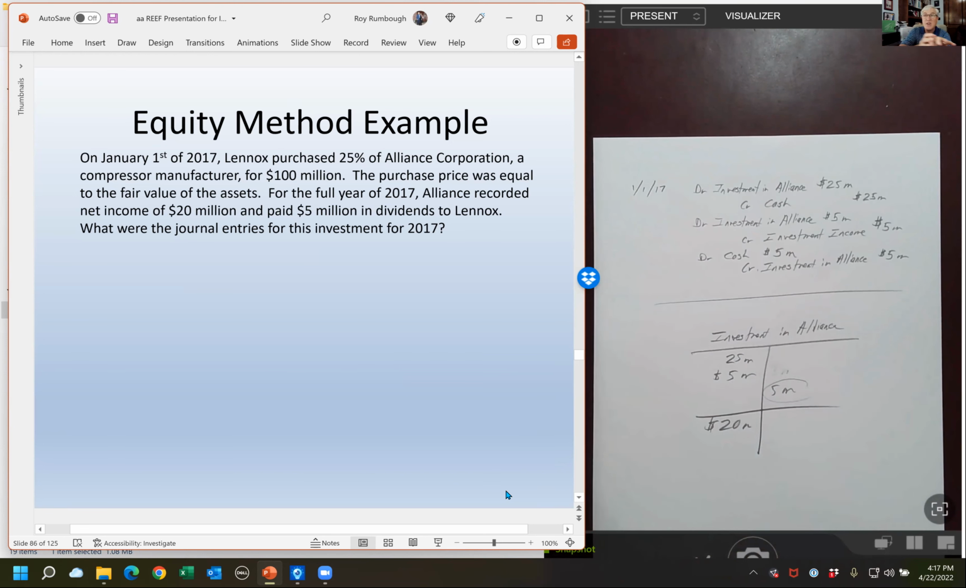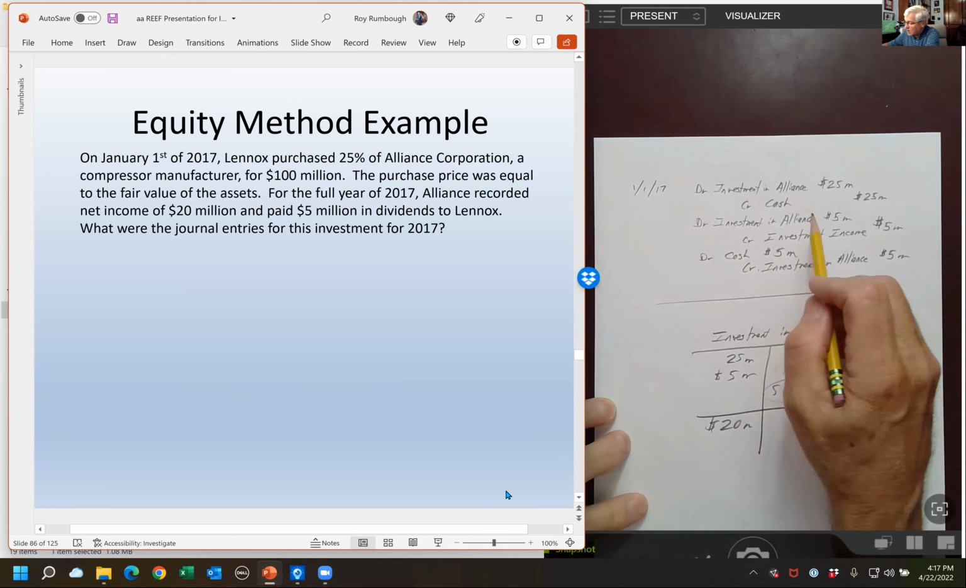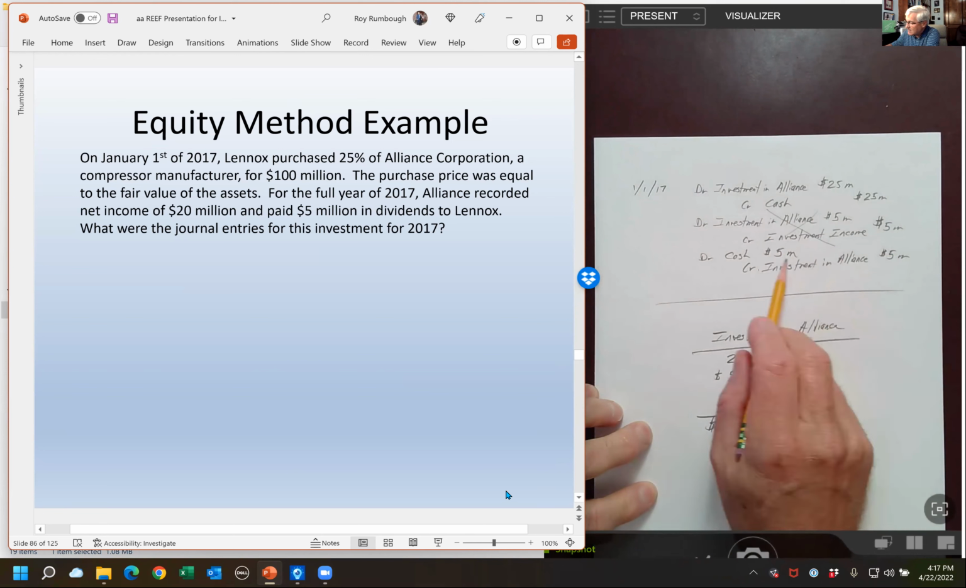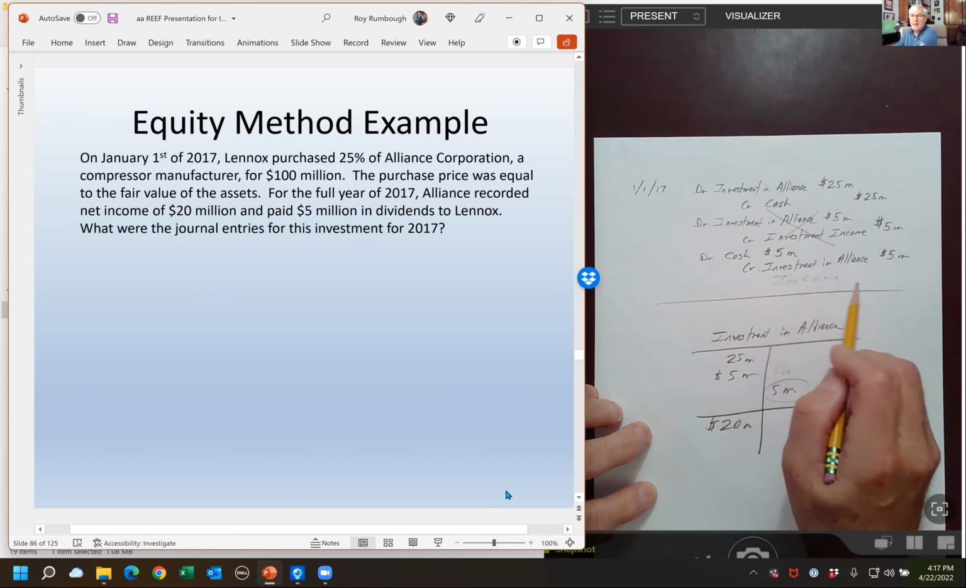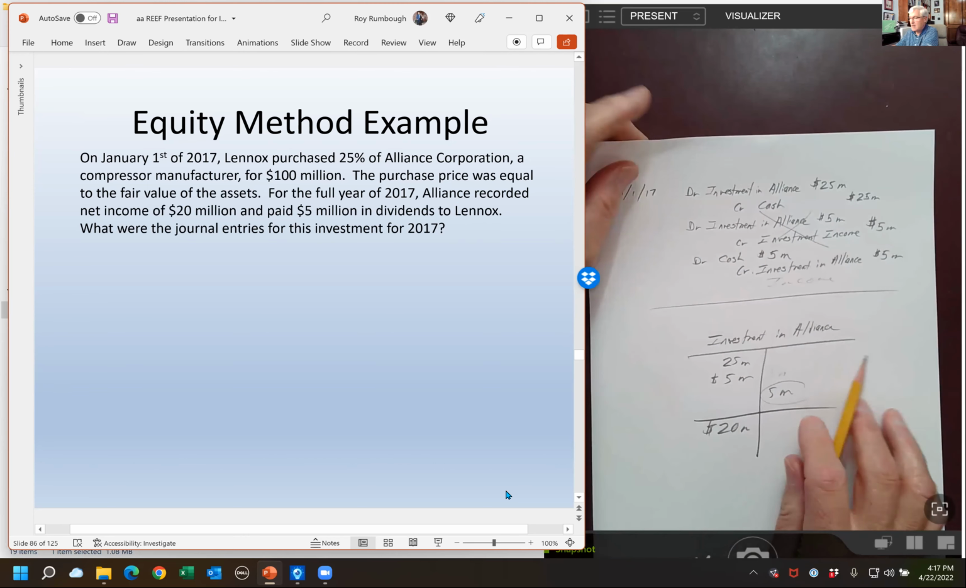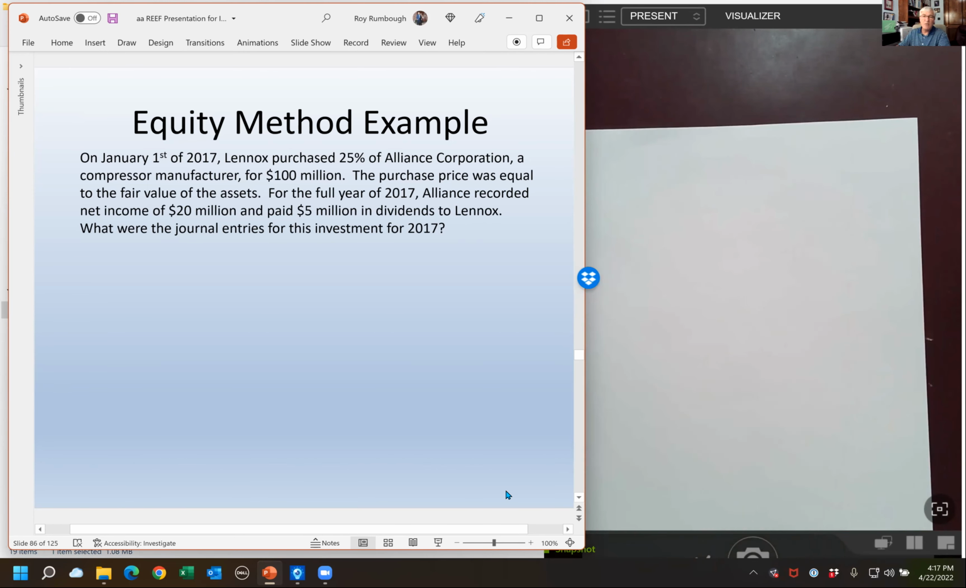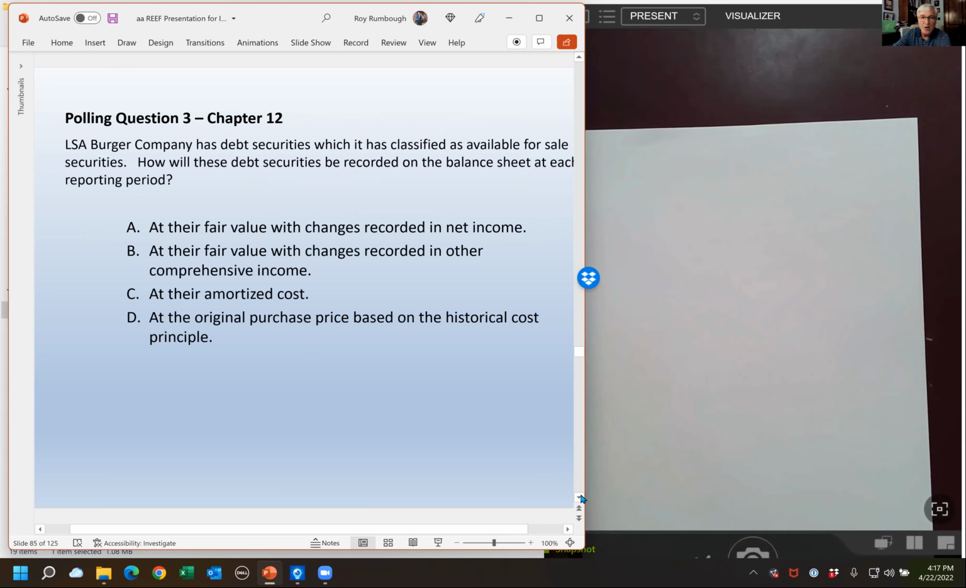However, keep in mind, if we did not have significant influence, at less than 20%, this entry would not have happened, and this dividend would have been income. Again, less than 20% is different than if we have significant influence. And then if we own more than 51%, we are considered an owner.